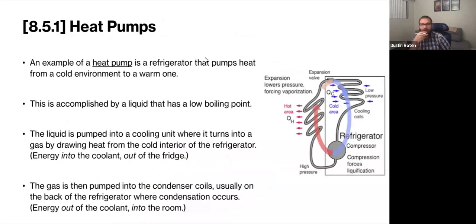All right, now let's actually talk about an example of going through these steps that you should be very familiar with. So an example would be a heat pump. And the particular example you've all dealt with before is the refrigerator. So a refrigerator is a type of heat pump. And what it does is it pumps heat from a cold environment to a warm one.